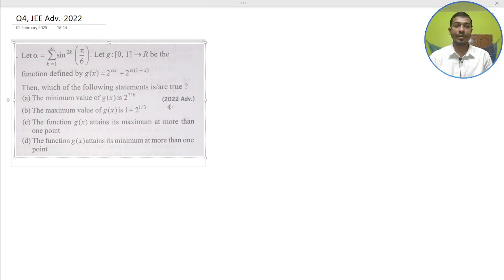We discuss 5 important questions. This is a JEE Advanced recent question from 2022. It says: let alpha be the summation k from 1 to infinity of sin to the power 2k of pi by 6, and let g from 0 to 1 to R be the function defined by g(x) equal to 2 to the power alpha x plus 2 to the power alpha into (1 minus x). Then which of the following statements are true?